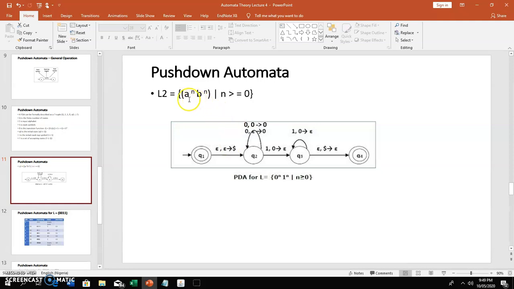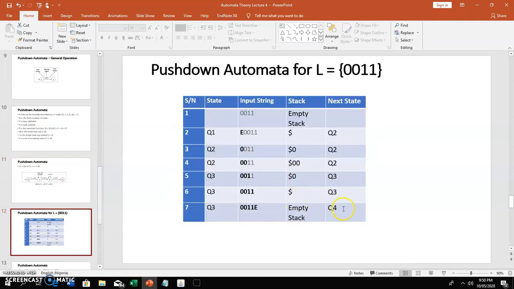We want to pass L2 so that we have a raised to the power n and b raised to the power n, so that n is greater than or equal to 0. That is clear. Now, n greater than or equal to 0 means that we can pass an empty string or lambda. That's catered for. That is why Q1 is also a final state, because we can pass lambda. But to pass a raised to the power n, b raised to the power n, for a pushdown automaton, the first thing I think I have to do is together with this. Let me take this out.